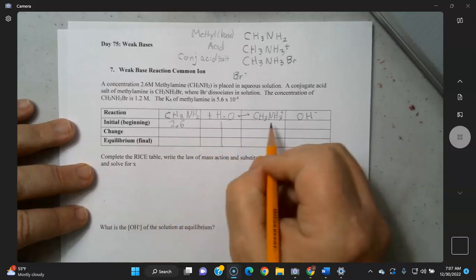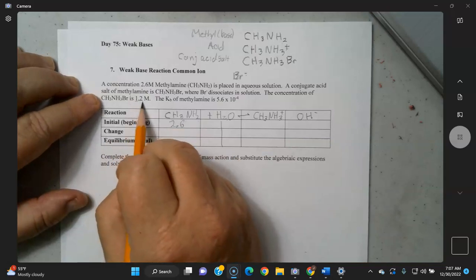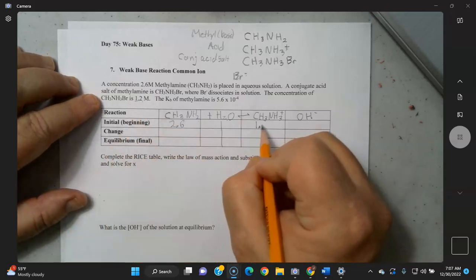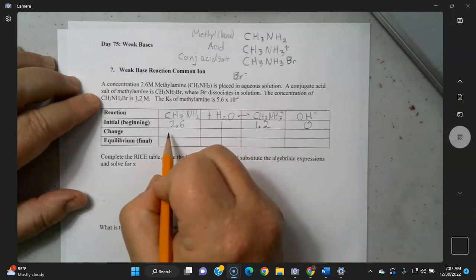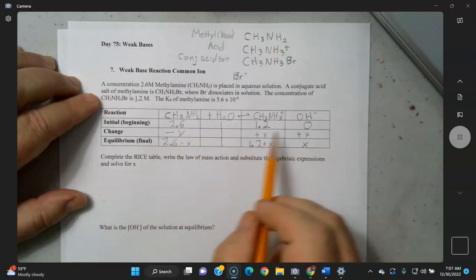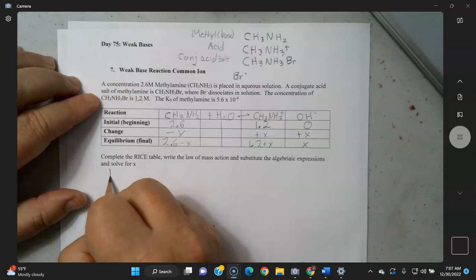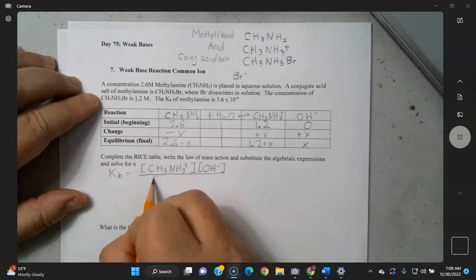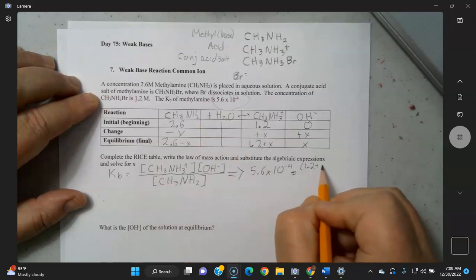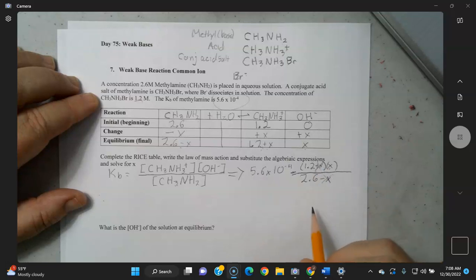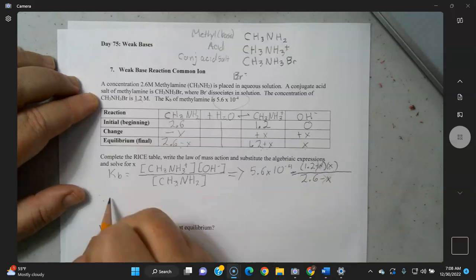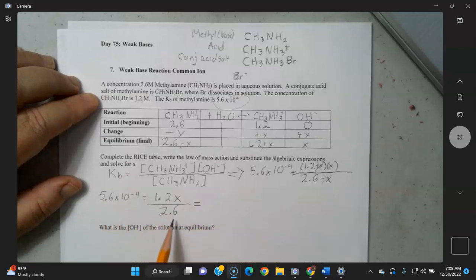We never use water. Now we are starting with a concentration of the conjugate acid. It's 1.2. This is a common ion effect. And we're not starting with any hydroxides. Okay, let's go ahead and fill this out. Make sure you understand how everything there was arrived at. Law of mass action. Simplifying assumption gets rid of this x and this x right here. So you have 1.2 times x on the top. And we're going to multiply both sides by 2.6 and divide both sides by 1.2. That isolates the x. That's what we want.